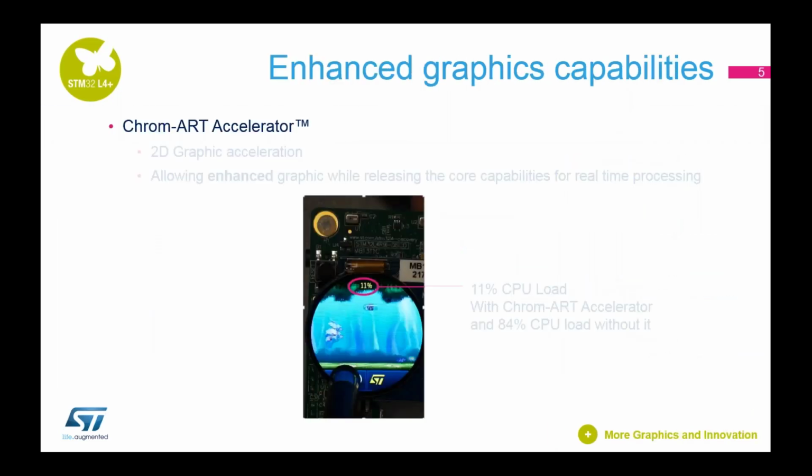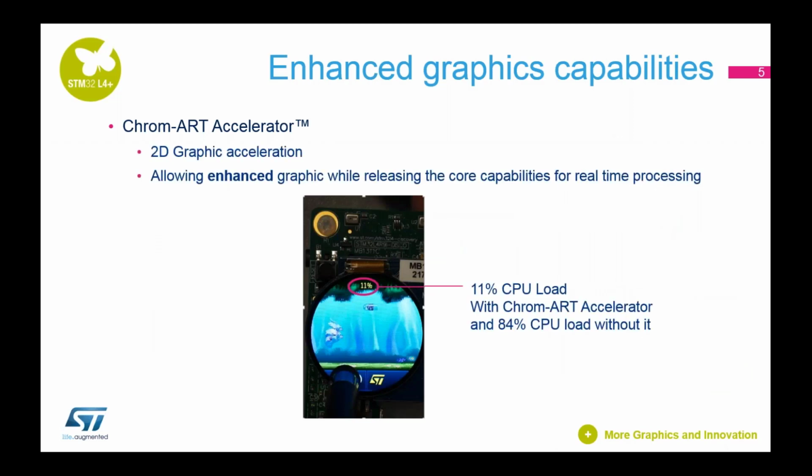The second message is regarding graphics. So plus means also more graphics. So we have the Chroma-ART accelerator. The Chroma-ART accelerator is a 2D graphic hardware accelerator which allows to release the core to provide advanced graphics.